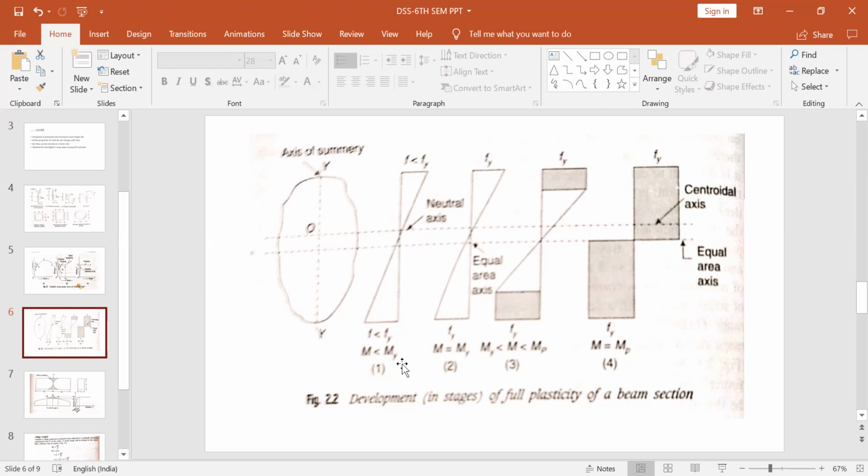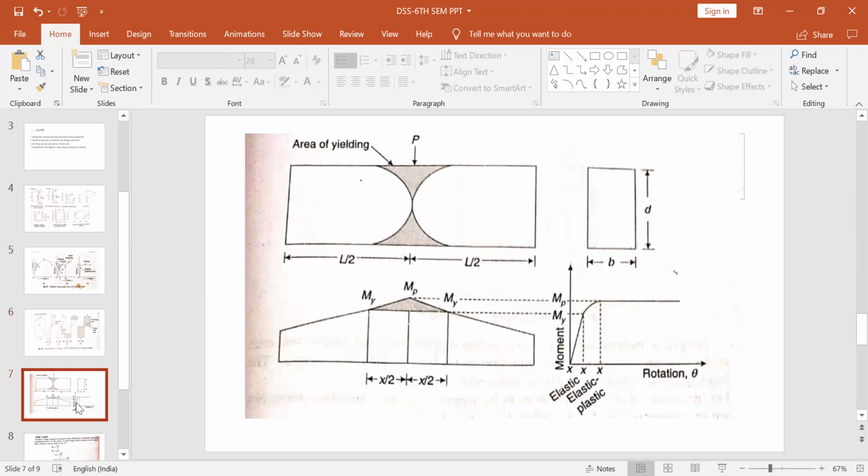The next part to understand is the plastic hinge. Although hinges do not actually form, it can be seen that large changes of slope occur over small lengths of members at positions of maximum moments.